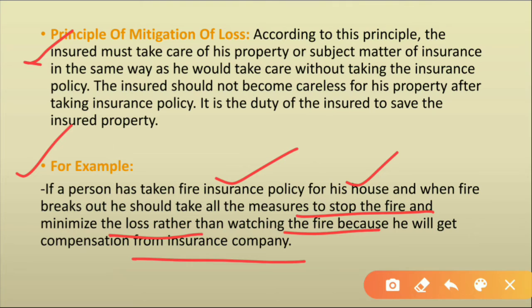So principle of mitigation of loss says that if you have taken insurance for some reason, then if loss incurs, then you should try to minimize that loss. यहाँ पे आग लगी है, इसका ये मतलब नहीं हुआ है कि आप खड़े होकर वहाँ देख रहे हैं और उसको पूरा जलने दें, क्योंकि आपको पता है कि इंश्योरेंस ले लिया है तो आपको पैसे तो मिलने ही हैं.